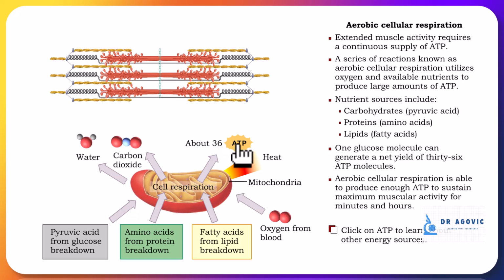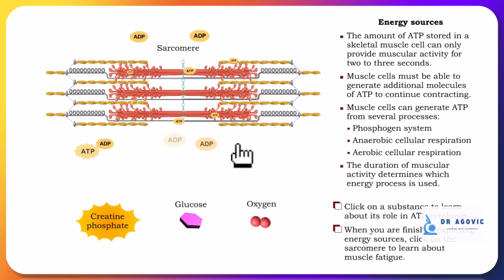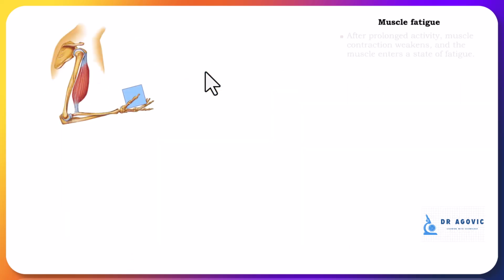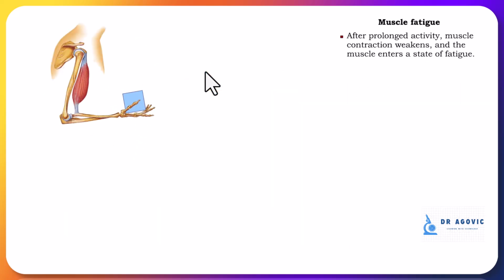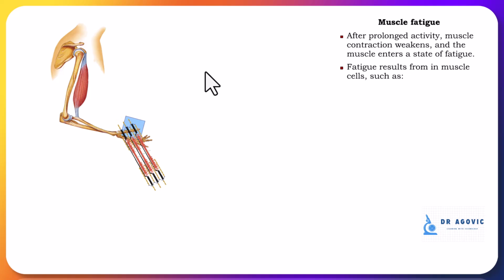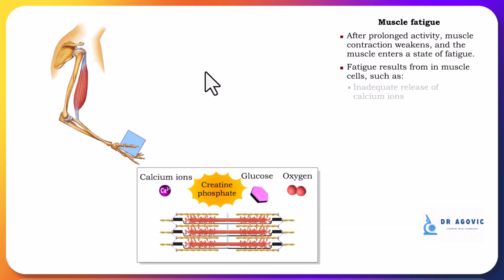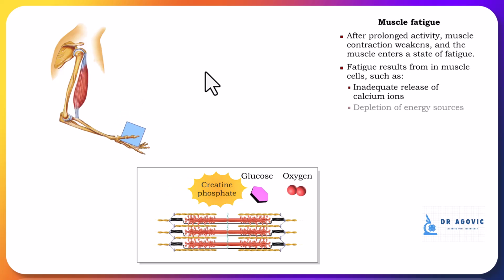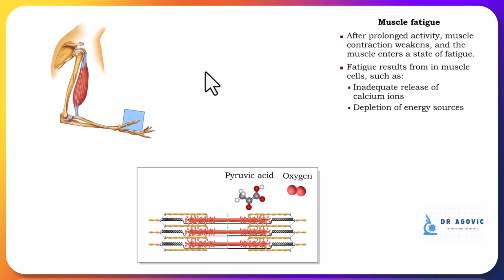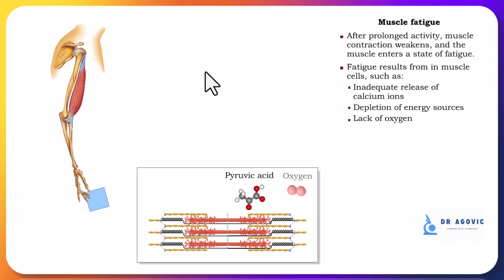What is muscle fatigue? When a muscle has been working for a period of time, it will eventually reach a state of fatigue and stop contracting. Fatigue can result from several factors, including the inadequate release of calcium ions, depletion of energy sources, inadequate oxygen, and the buildup of lactic acid and other metabolic wastes.